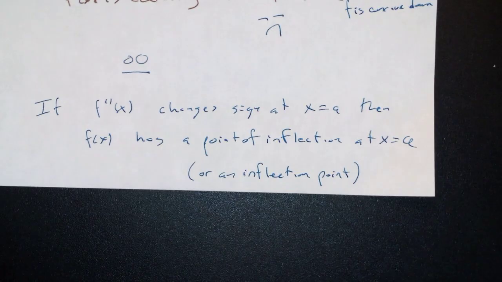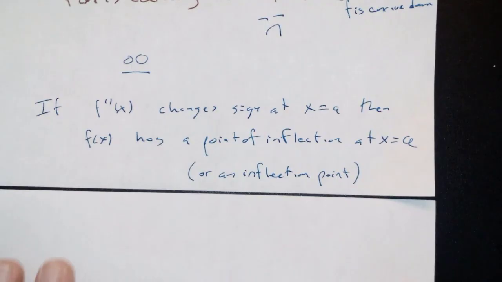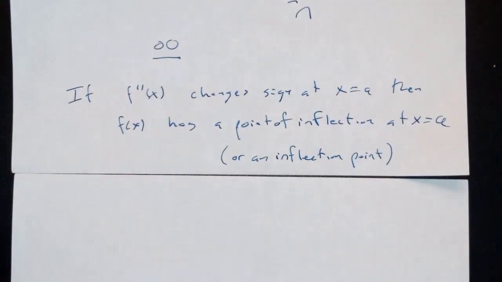When we said we had a first derivative that changed sign, we knew we had an extreme there. And we could tell if it was a maximum or a minimum. When my second derivative changes sign, we have what's called an inflection point or a point of inflection. I have heard that word before, not in math classes.